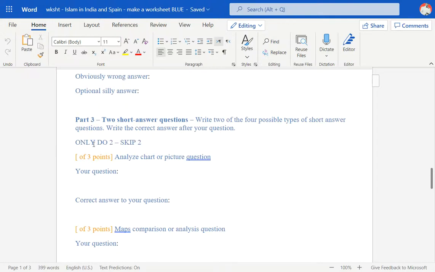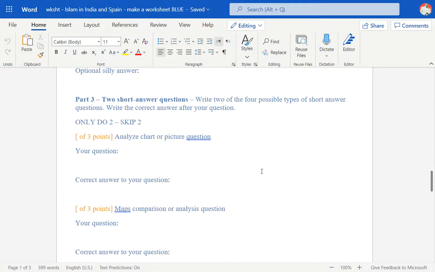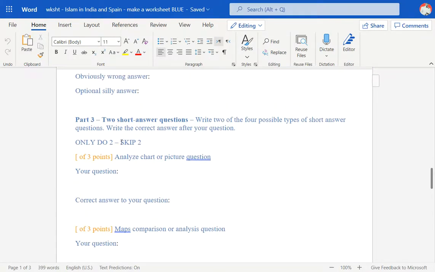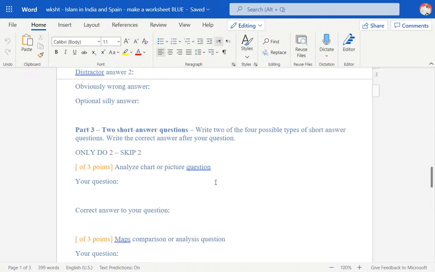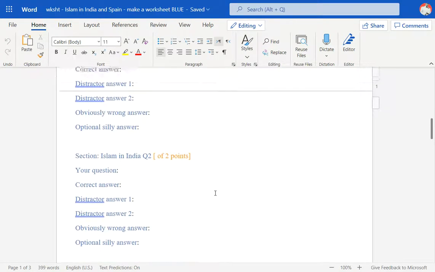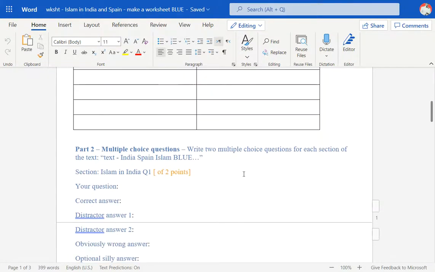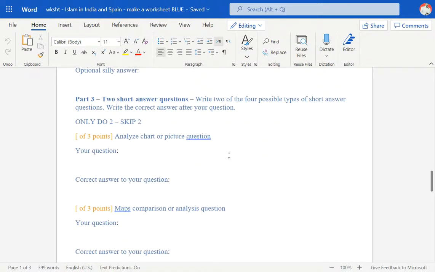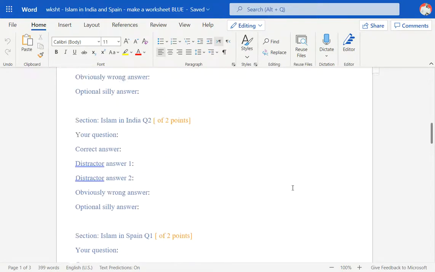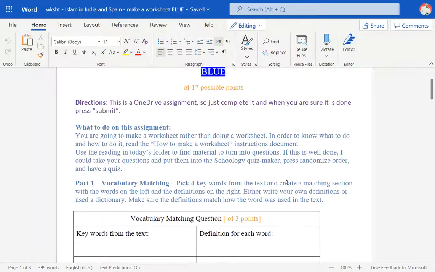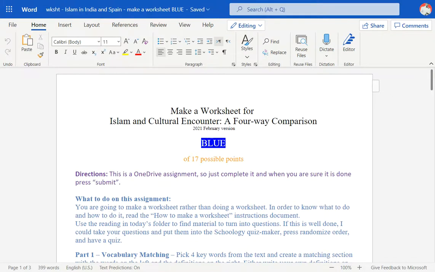When I do these, I usually make you only do 2 of these, because I rarely ask for many short answer questions on a worksheet. So it's usually do any 2 of these and skip the other 2. But this is basically how teachers make worksheets, and so I'm asking you to make a worksheet: vocab section, multiple choice section, and a couple of short answer questions. So that is how this assignment works. It might be in this case about this Islam reading, but it really could be about any assignment you ever do. So that is this kind of assignment explained in quite a lot of detail.